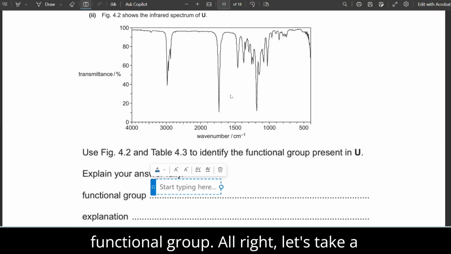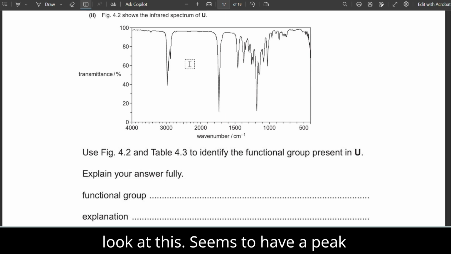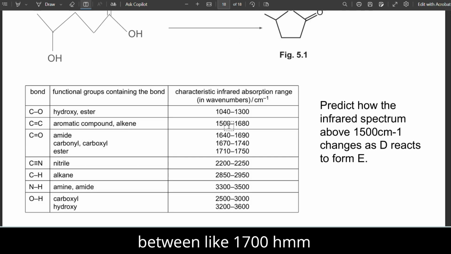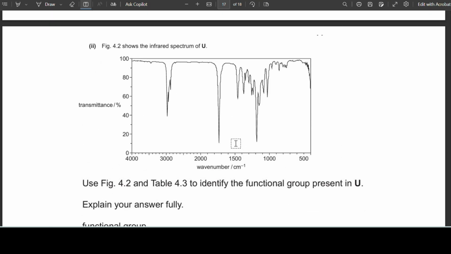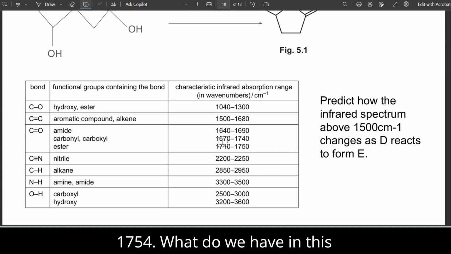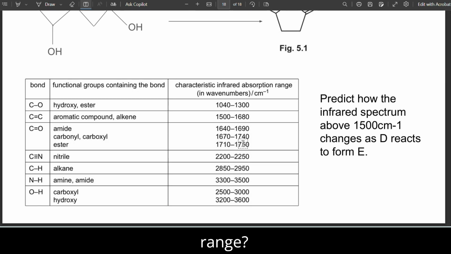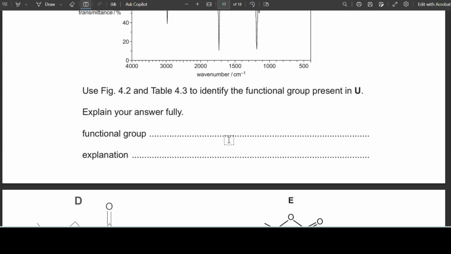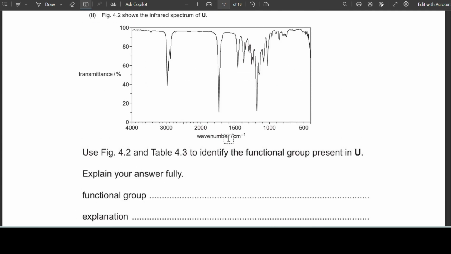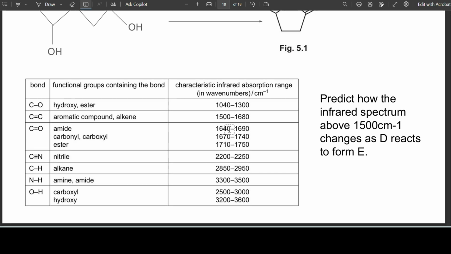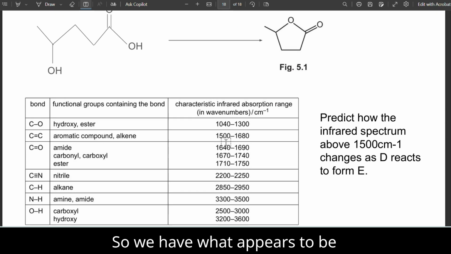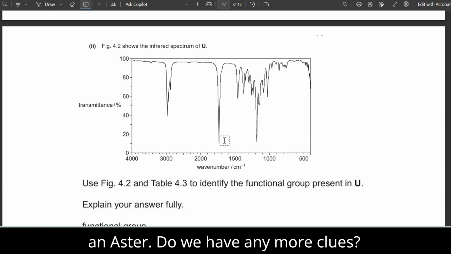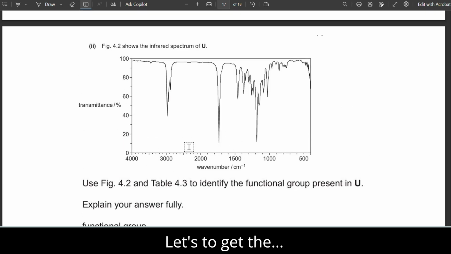So functional group, alright, let's take a look at this. It seems to have a peak between about 1710 to 1750. What do we have in this range? So we have what appears to be an ester. Do we have any more clues? Let's look at the.